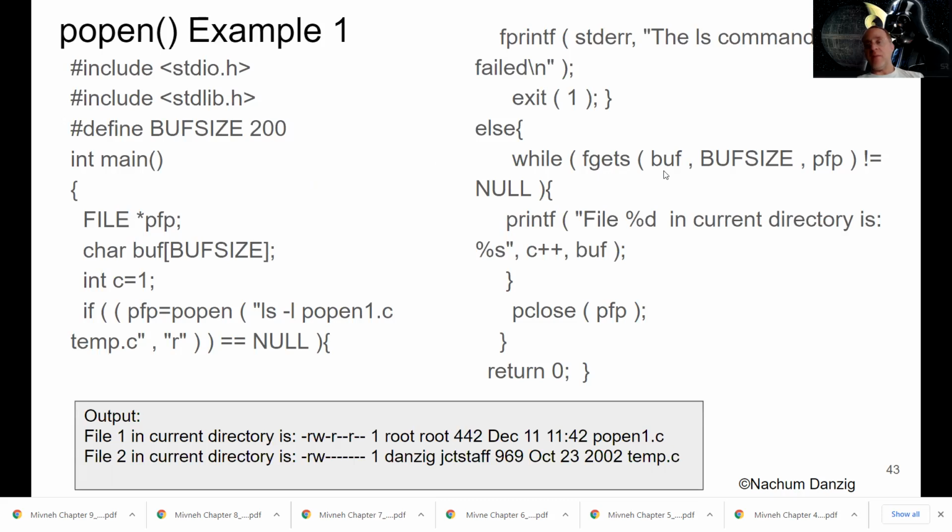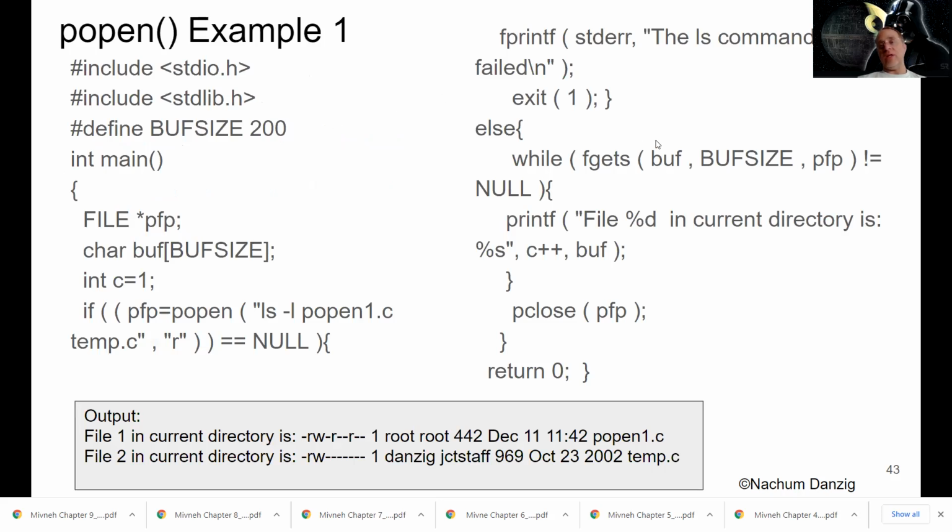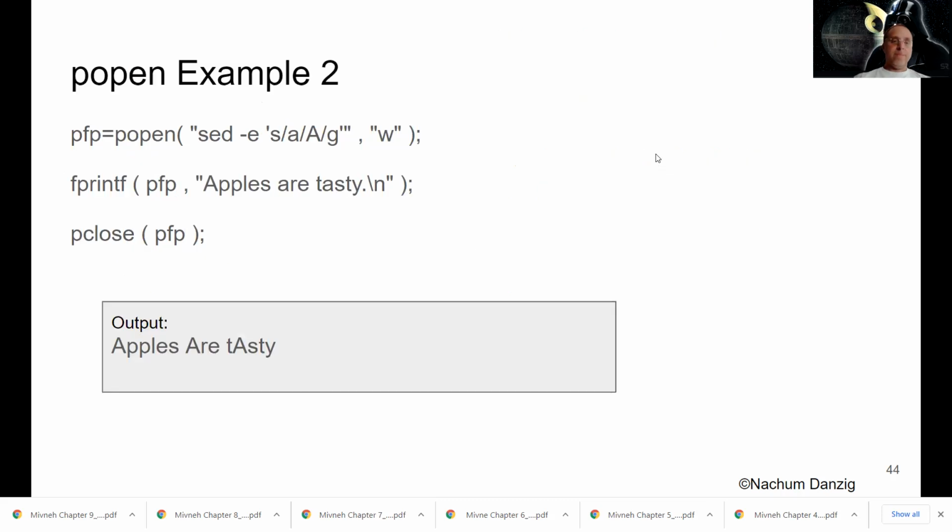I do fgets from the pipe, from pfp, into buffer. So I'm reading from the pipe into the buffer. And then I print the buffer. So again, this R means, do I plan to read or do I plan to write? Here, I plan to read what this output is. In this example, I plan to write to this. I'm going to give it output. See, I did a printf. I gave it output. I'm planning on writing to this. Here, I'm planning on reading from it. Okay.